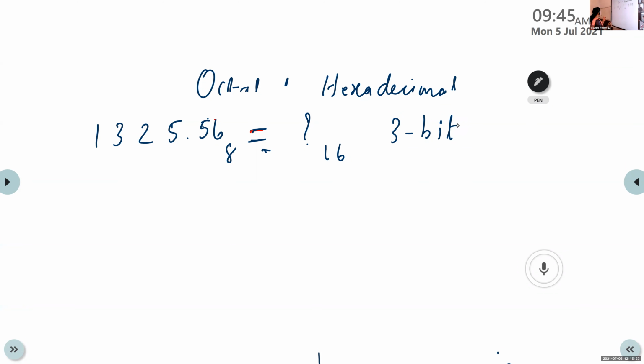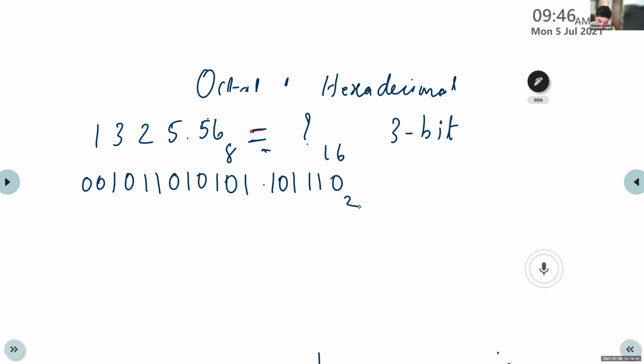So what is the value of 1? 1 is 0, 0, 1. What is 3, Alan? 0, 1, 1. Then 2 is 0, 1, 0. 5 is 1, 0, 1. 6 is 1, 1, 0. Is that binary representation correct? Yes, ma'am.